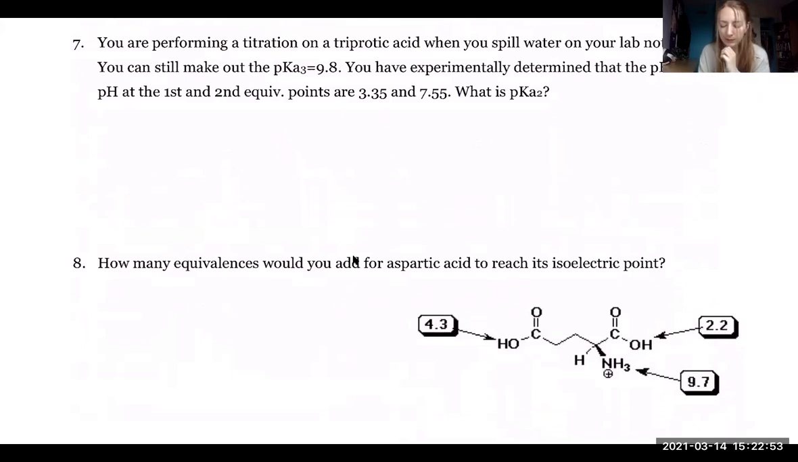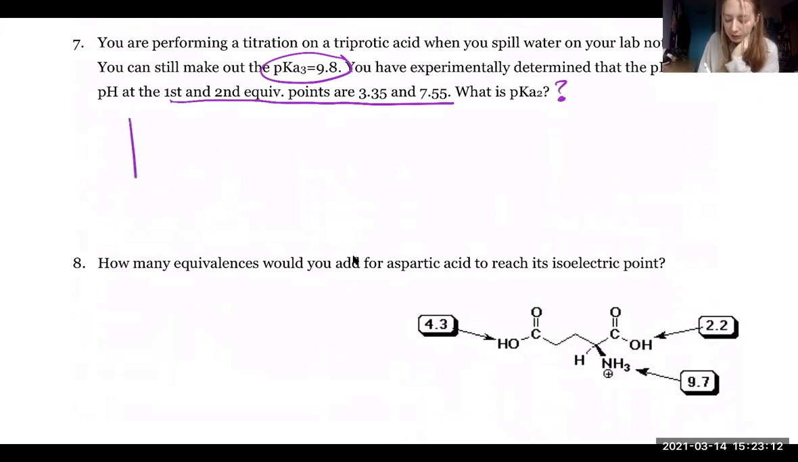So we have a titration on a triprotic acid. You spill water on your lab book. So here are the important parts. These are the values that we have. We have pKa 3, and we have the first and second equivalence points. We don't have pKa 2. So let's draw what that looks like.